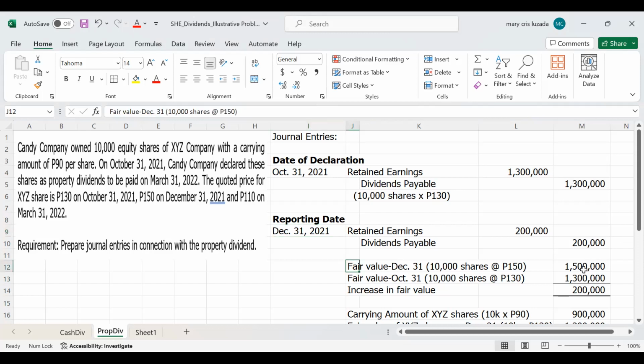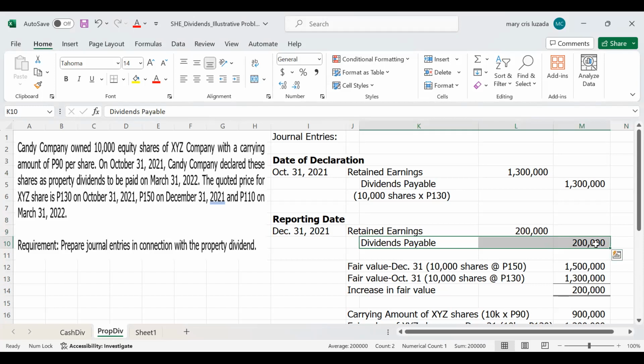So there's an increase of 200,000. So yung gagawin natin is that i-compare natin, I mean, yung increase in fair value na to, we have to recognize it as additional dividends payable. Kasi dapat, as of December 31, 2021, yung balanse ng ating dividends payable should be equivalent to this 1.5 million. Okay? So, kaya dagdag tayo ng debit sa retained earnings and then credit sa dividends payable.